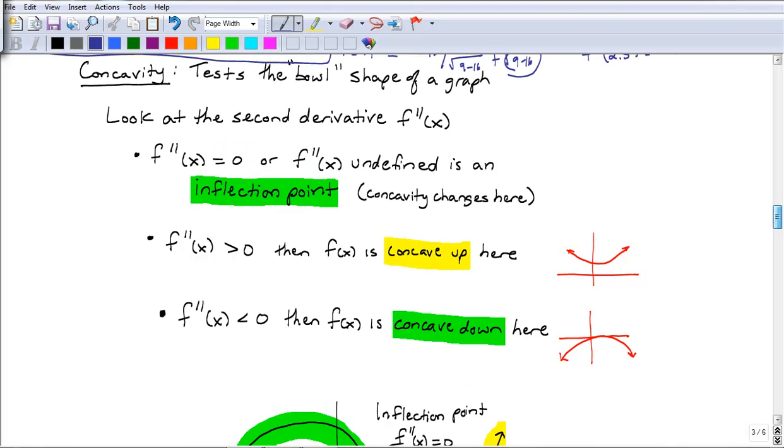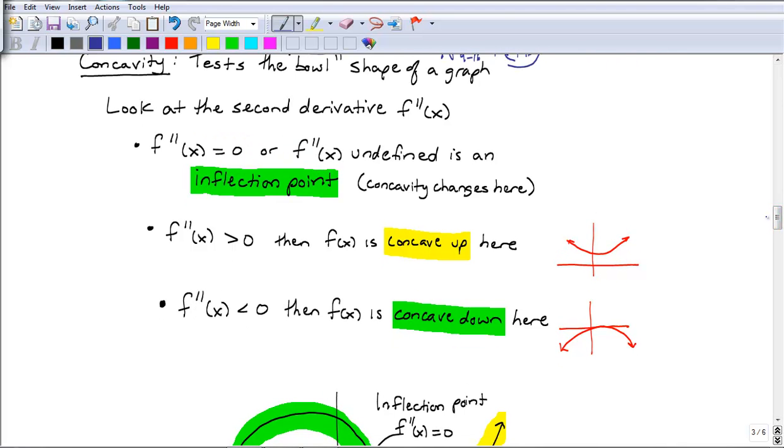Well, we can do stuff with the second derivative too. It's called the concavity, and it tests the bowl shape of a graph. Concavity is a bowl shape that's up or down. And to find out about the concavity, you need to look at the second derivative. This is very similar to the first derivative. It's really the same concept. You're doing the same thing. We just call it different names. Where the first derivative is 0 or undefined, we call those critical points. Where the second derivative is 0 or undefined, we call those inflection points.